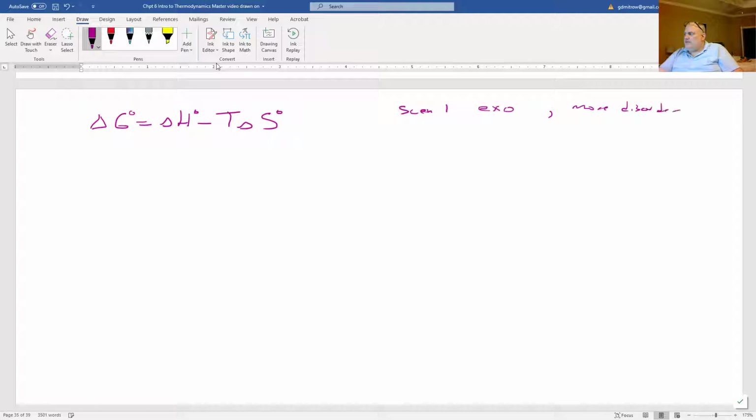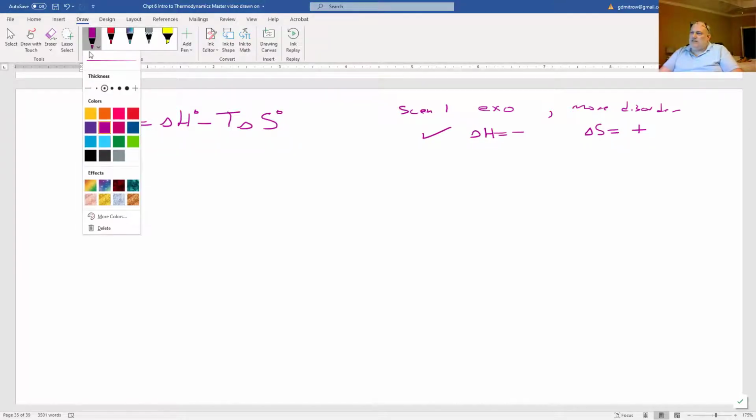Now, just in case you're wondering, exothermic means that our change in enthalpy for the reaction is negative, and that's pretty good. More disorder means that our change in entropy for the reaction is positive, and that's also good. So without even looking at our equation, I can tell you that this reaction is going to go. But let's do the mathematics because it's helpful to see how this all fits together.